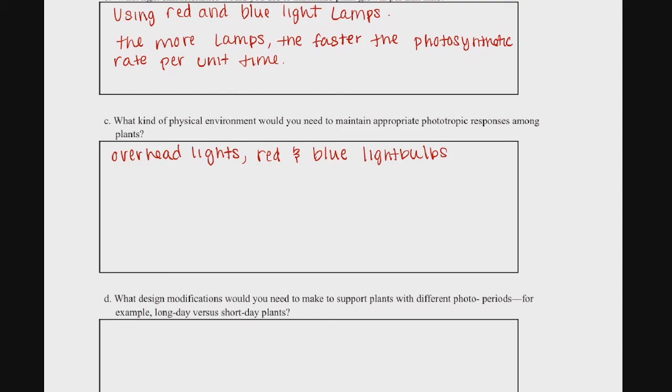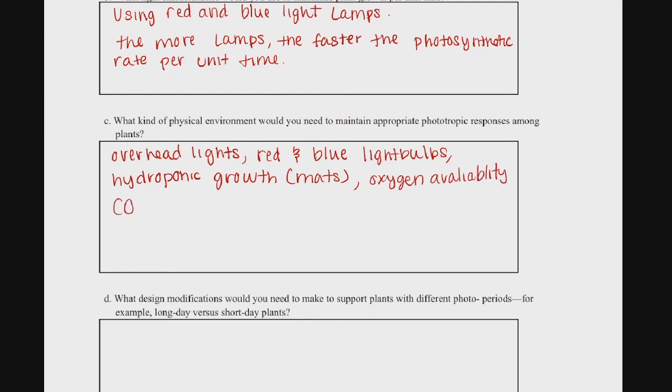Light bulbs. So we talked about the hydroponic growth system with those mats involved to help with root growth. So yeah, this is just kind of summarizing what we've talked about. So physical environments, we would need overhead lights, red and blue light bulbs, hydroponic growth systems, those mats, and oxygen availability. And CO2 availability.